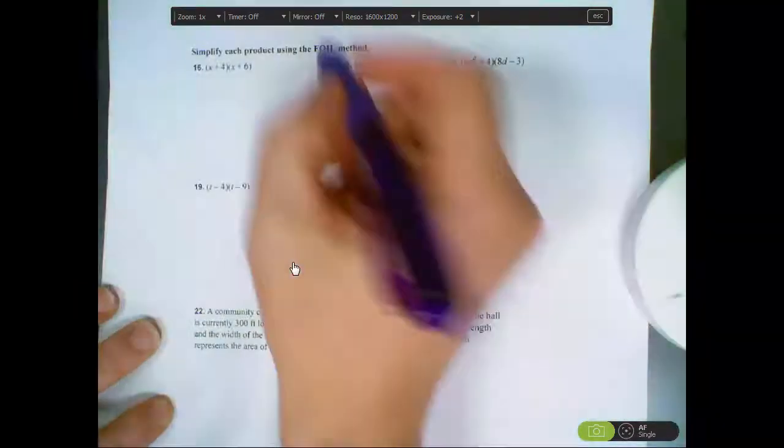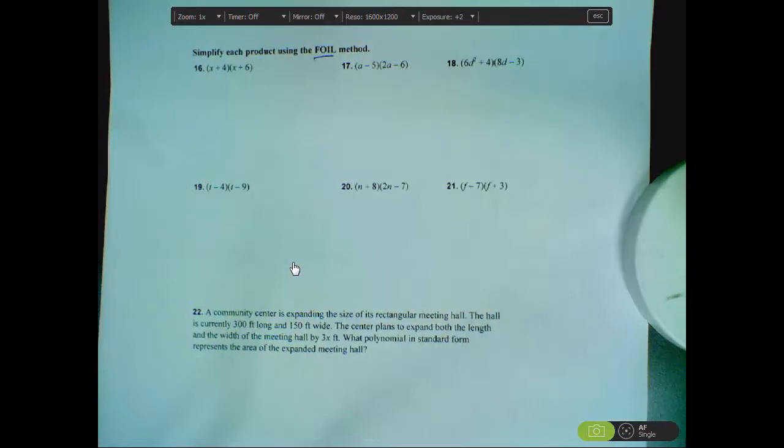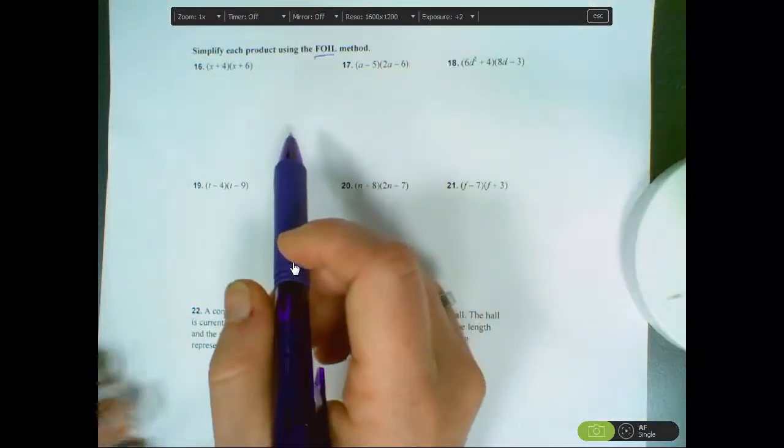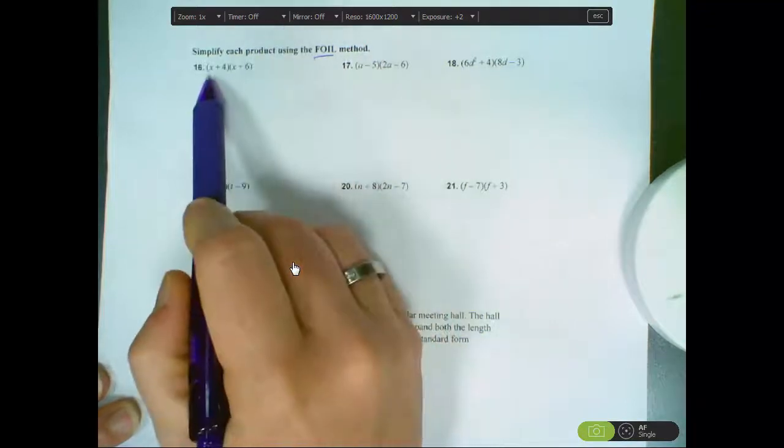Don't look at this word yet. I want to show you what that means later. But you'll hear lots of upperclassmen saying, you have to FOIL, you have to FOIL, you have to FOIL. So this is something that's going to come back into your life later, but I want to explain what it is. The first thing we're going to do is use the distributive property again.